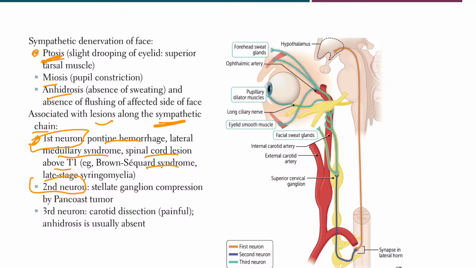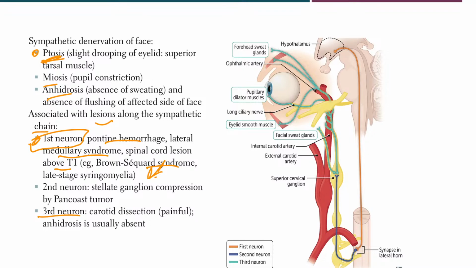Second neuron. Second is stellate ganglion compression, high yield, by the Pancoast tumor, high yield. Pancoast tumor compresses the stellate. Sometimes they mention Pancoast tumor causing compression of the cervical ganglion. That's not the case with the Pancoast tumor. Pancoast tumor is going to compress the stellate ganglion. I think it's also in respiratory, I believe. You can also take a look over there.